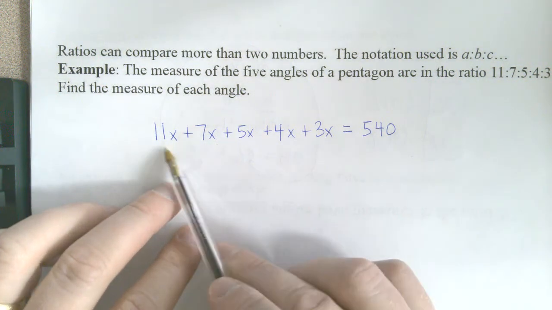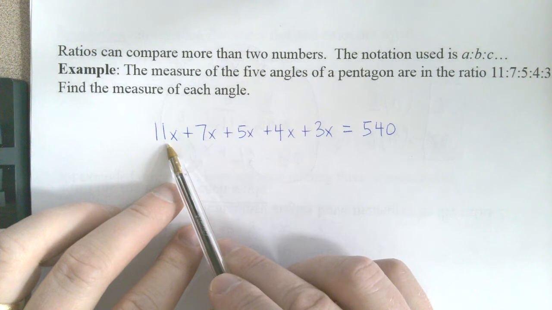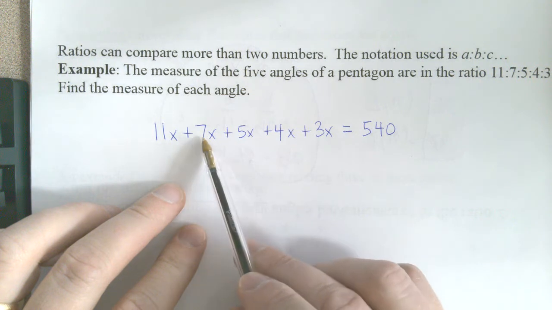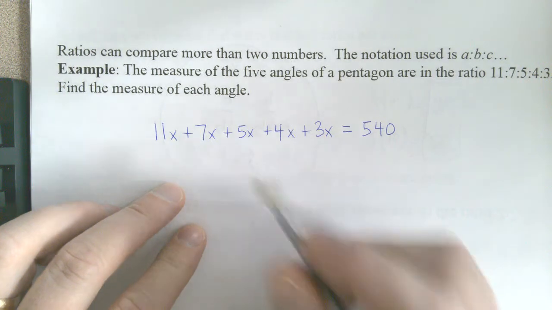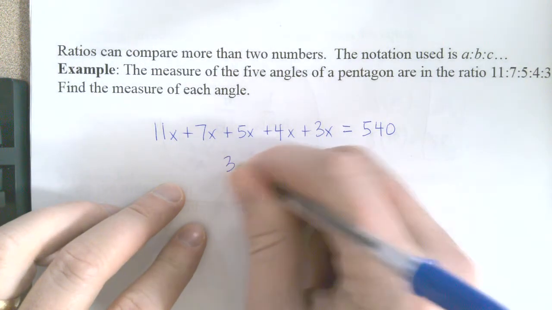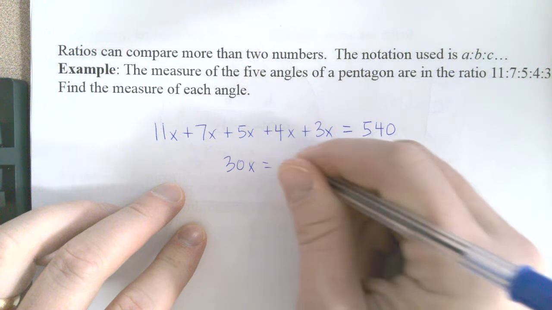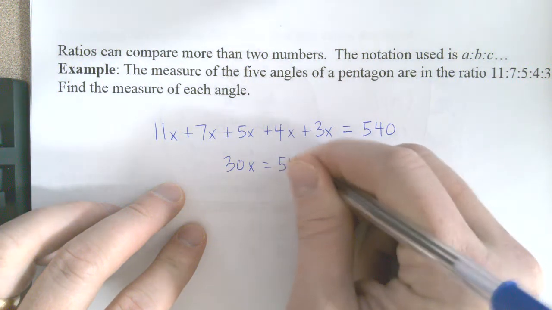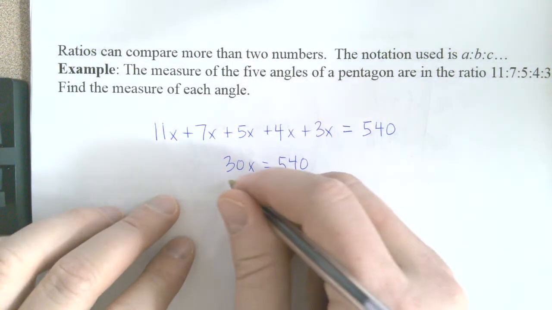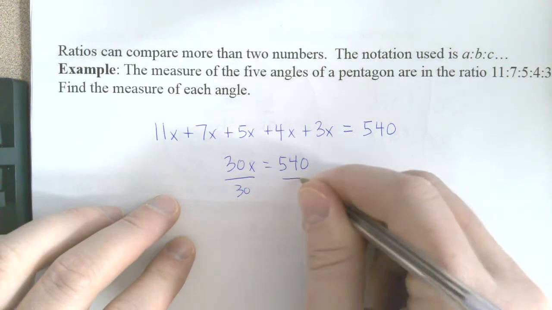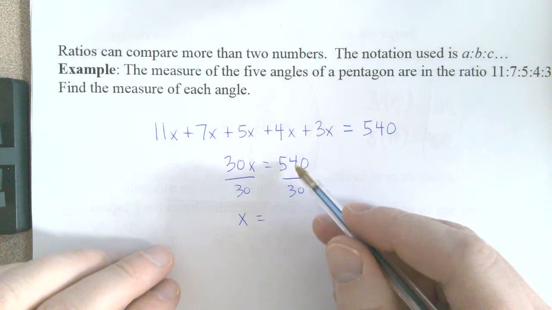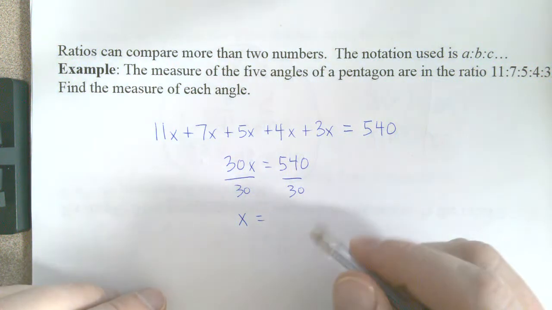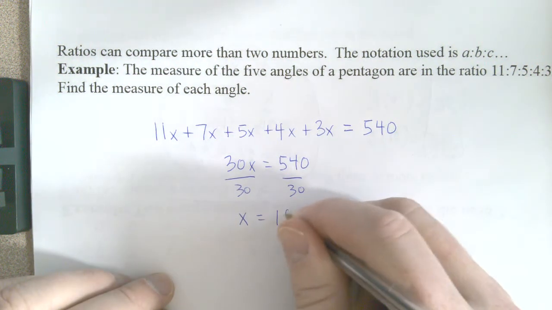Okay, let's go ahead and go through it here. Hopefully, as you went through this, you added together your x's. So 11 plus 7 plus 5 plus 4 plus 3. And I hope you came up with 30x when you added those together. That equals 540. And then we're going to divide by 30. 540 divided by 30 gets us 18.